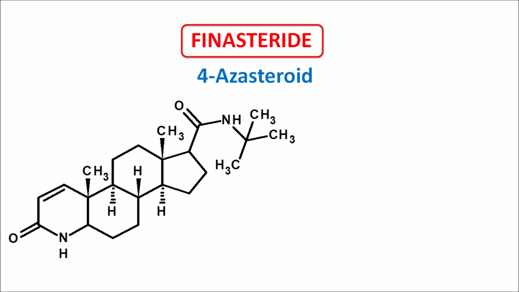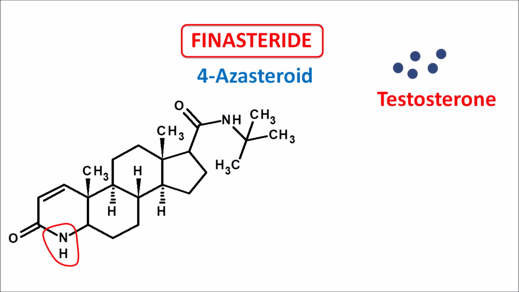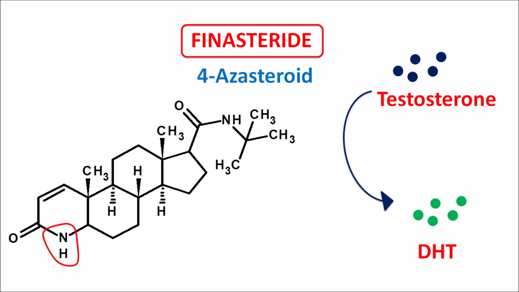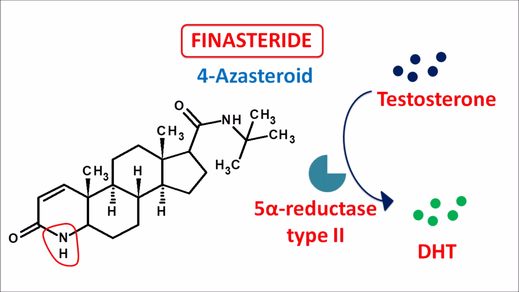So this is the structure of finasteride. We can observe the nitrogen is present at the fourth position of the steroidal ring. And this drug is going to inhibit the activity of testosterone. This testosterone is going to be metabolized to one of the active metabolites, dihydrotestosterone. This step is mediated by one of the important enzymes, 5-alpha reductase type 2. Even type 1 is present, but finasteride mainly acts on the type 2 5-alpha reductase enzyme. This enzyme is present in various tissues such as prostate, liver, and skin.